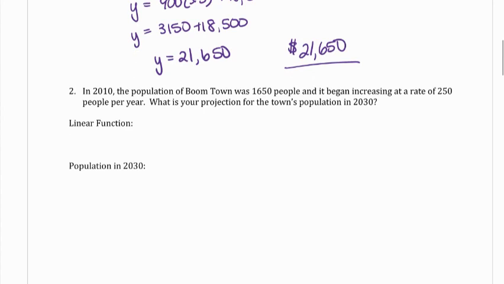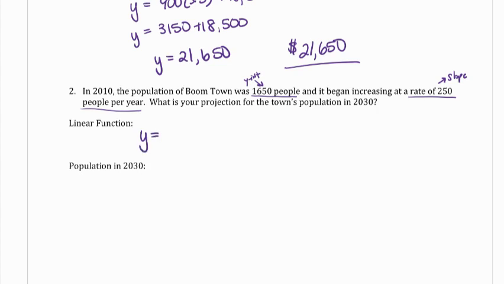Okay, our next one. In 2010, the population of Boomtown was 1,650 people, and it began increasing at a rate of 250 people per year. Again, this one is very similar to the last one, right? It's giving us this rate of change. There's our slope. It gave us a starting amount, so there's our y-intercept. So then I can use those just to make my function.